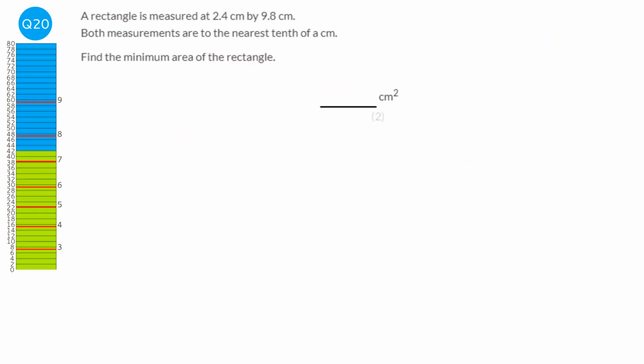To find the area of a rectangle, all we do is the length times the width.